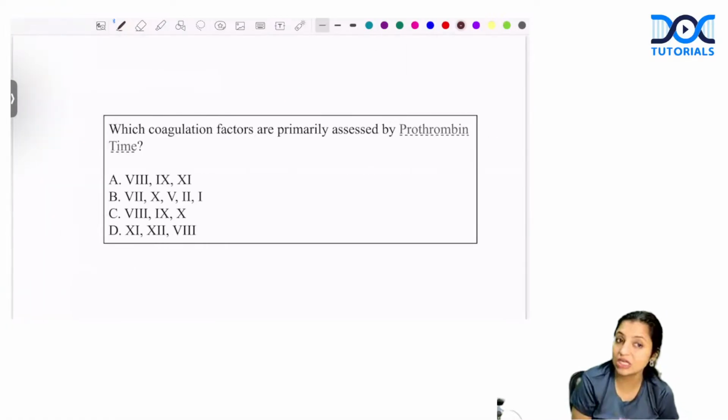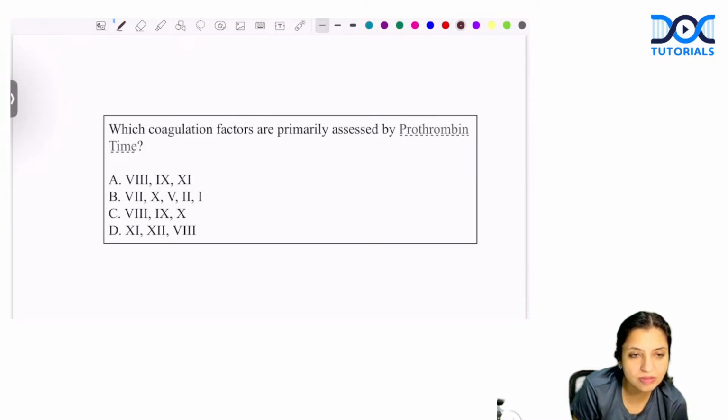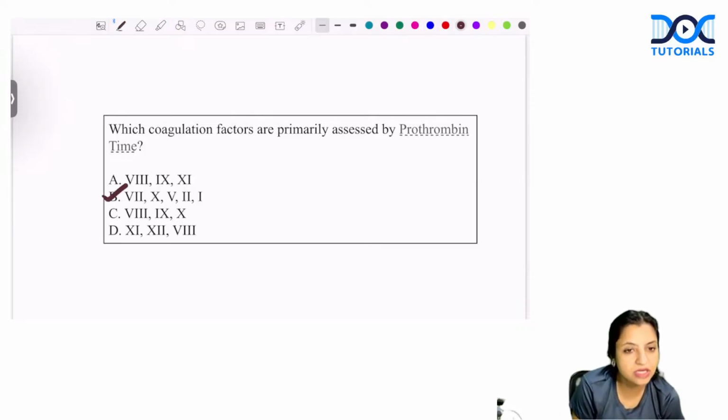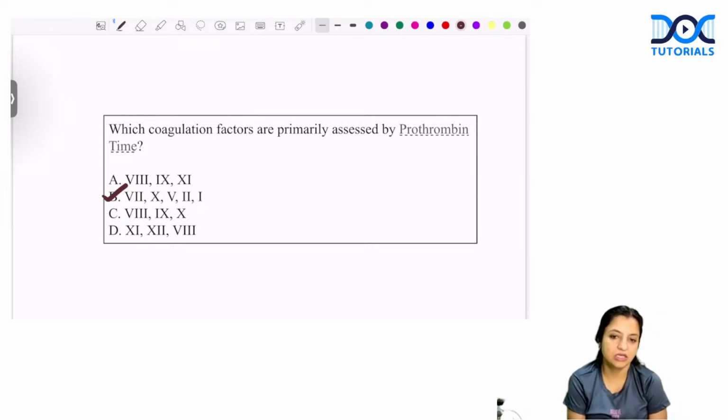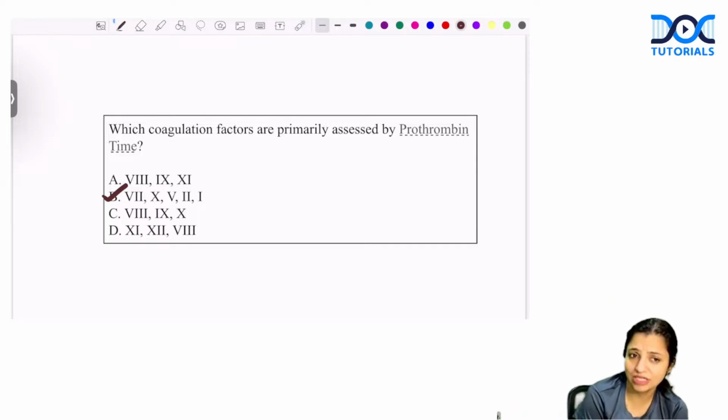Now somebody asks, which are the factors identified by PT? Do not forget, it has to be 7, 10, 5, 2 and 1. All these factors are tested by PT. So these are the common points that you should know in PT and INR, guys. I'm sure you understood this, and that is why we always report PT as INR.